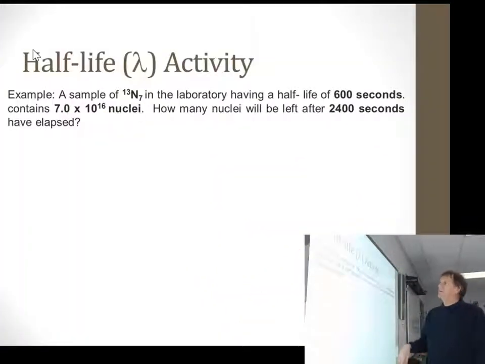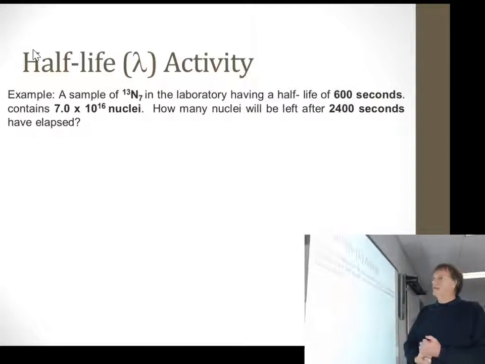Here's another one. You've got a sample of nitrogen-13 in the lab with a half-life of 600 seconds, and you're told how many nuclei it has. You're told this differently now. How many nuclei will be left after 2,400 seconds? This time you're told the time, and you're going to work out the fraction that will remain. If it's got a half-life of 600 seconds and 2,400 seconds elapse, how many half-lives is that? Well, you would just divide through as one method. 2,400 divided by 600 is 4 half-lives. So again, find the number of half-lives.